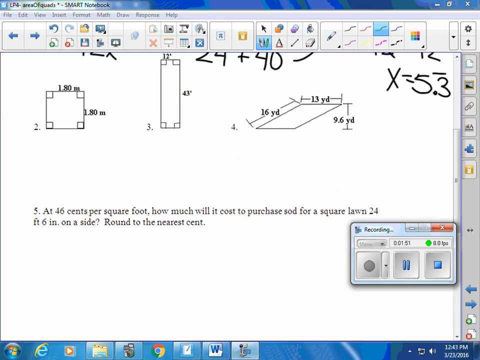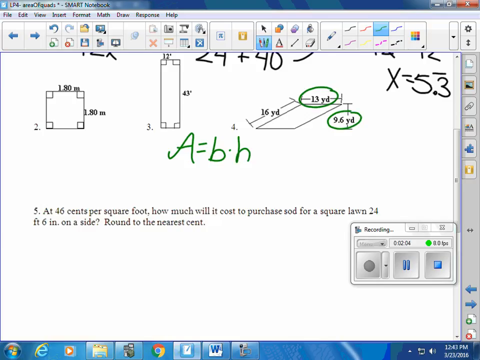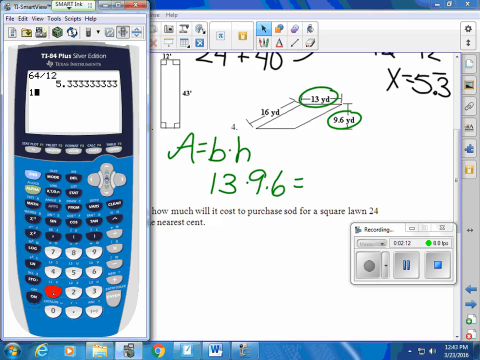Okay, now you should have completed 2 and 3, so we're going to look at number 4. Because we're looking at a parallelogram, we have area equals base times height. So we're going to look at our height here of 9.6, and our base here is 13. So we're going to do 13 times 9.6. We'll bring up our calculator. 13 times 9.6, and we'll get 124.8.